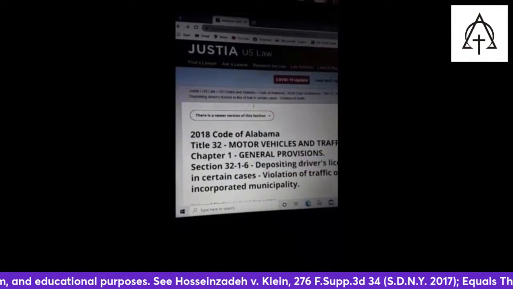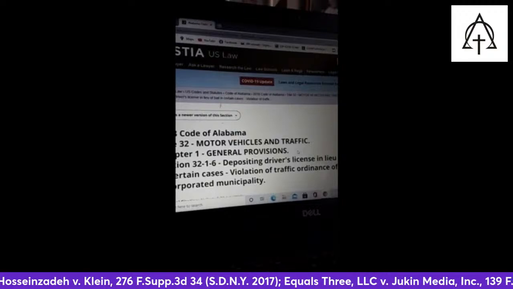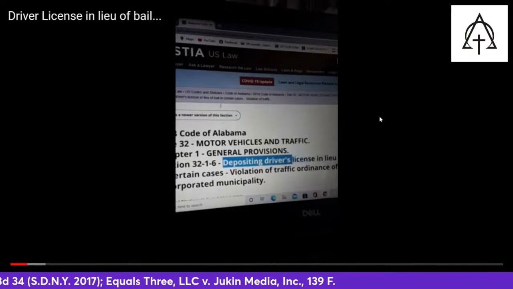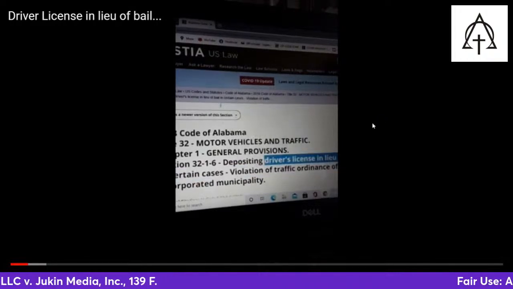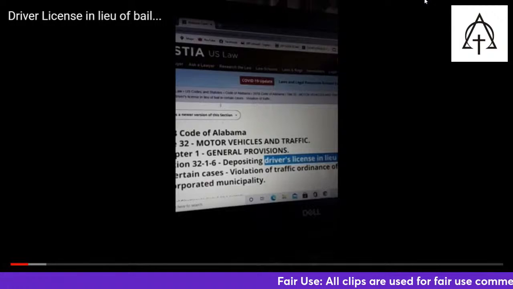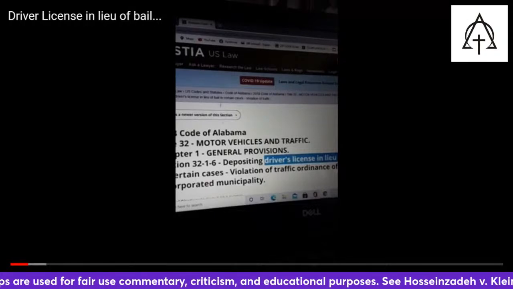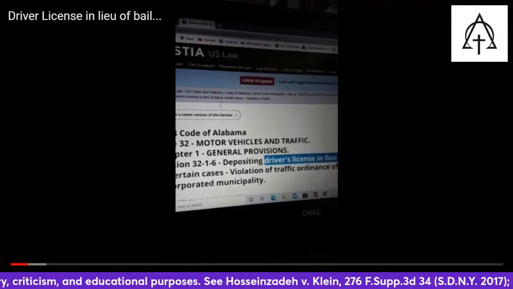When we look at various different states, and I've brought this one up before, I've looked at Minnesota, Missouri, Michigan, and you can just put in your search engine depositing driver's license in lieu of bail, and then your state. And notice that it says depositing driver's license in lieu of bail. So that's indicating that you're depositing a financial instrument into a financial institution as a matter of an accounting of the events.